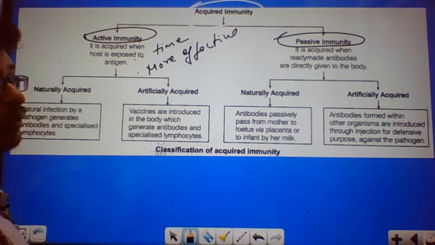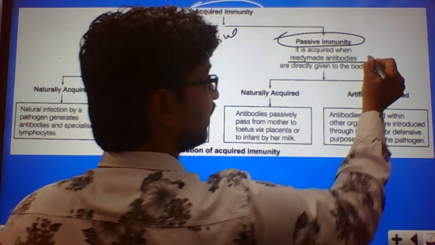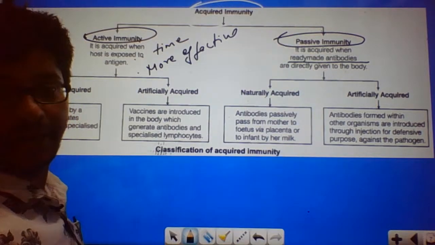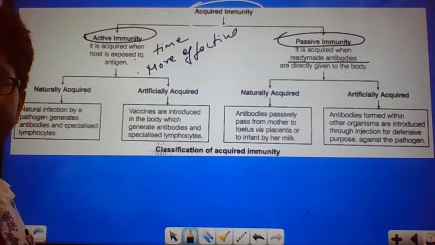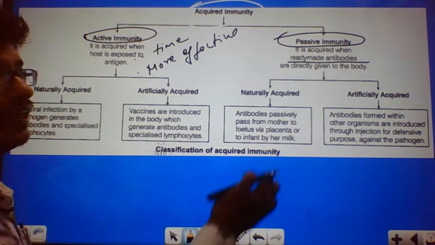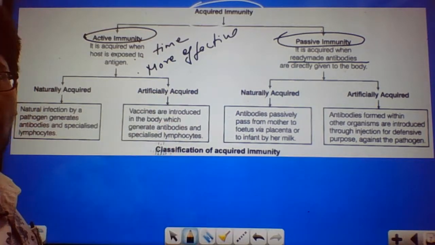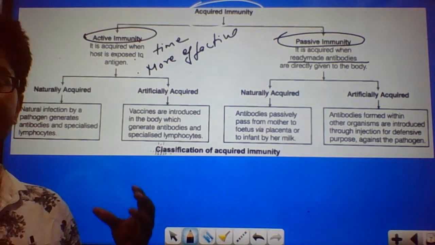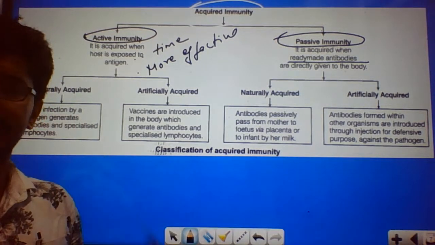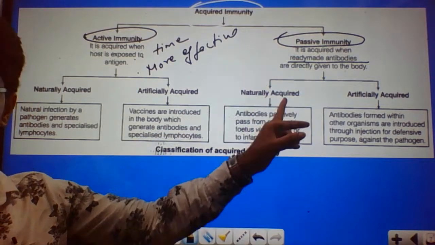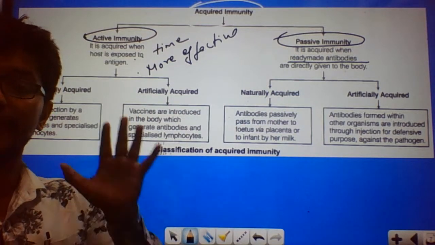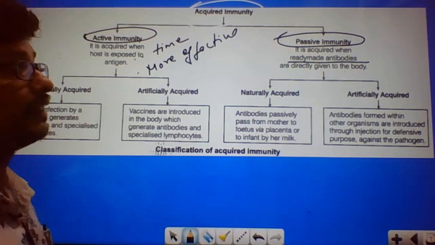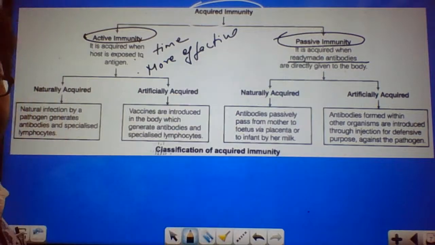But passive immunity is acquired by directly giving ready-made antibodies to the body. Since we're giving ready-made antibodies, it means immediate protection, immediate relief. Immediately you get the immunity, but it will not be long-lasting. So if you want to save a patient, for example in a snake bite, a viper bite, you can go with passive immunity, because it confers immediate protection, but it will not last for a long span of time in your body. That way, active and passive immunity can be differentiated.